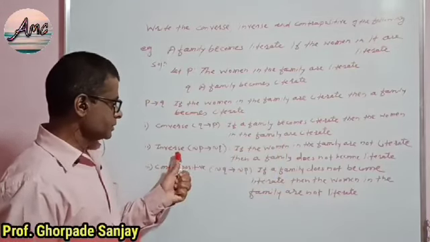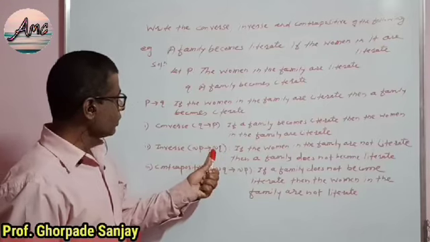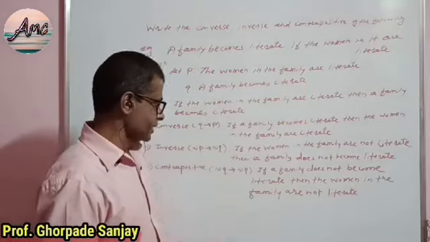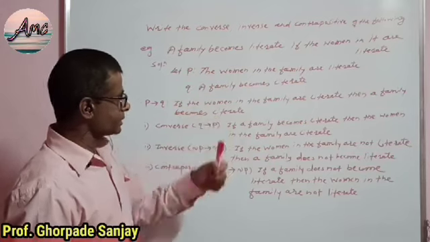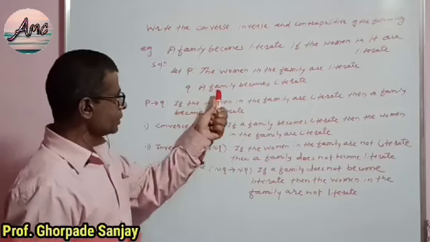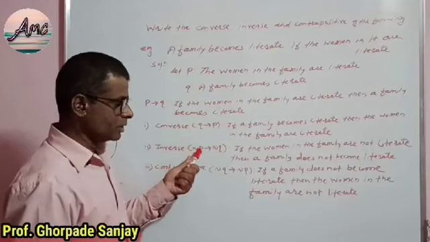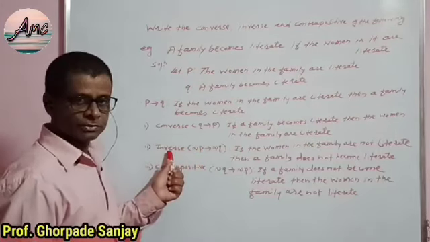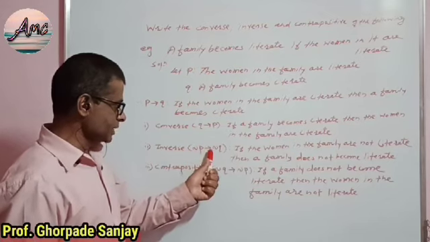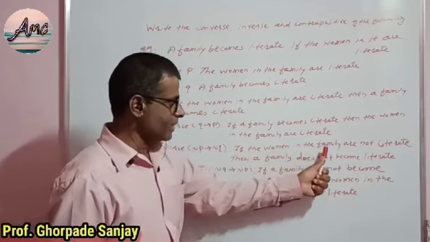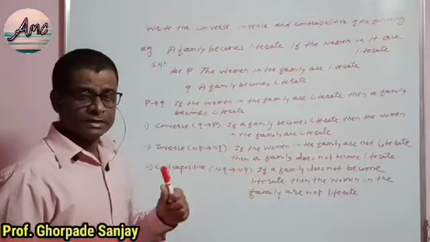Take the inverse, defined as negation of P, conditional negation of Q. What is P? The women in the family are literate. Then what is its negation? The women in the family are not literate. Then what is Q? A family becomes literate. What is its negation? A family does not become literate. So therefore the inverse of the given conditional statement is stated as negation of P, conditional negation of Q. If the women in the family are not literate, then a family does not become literate.